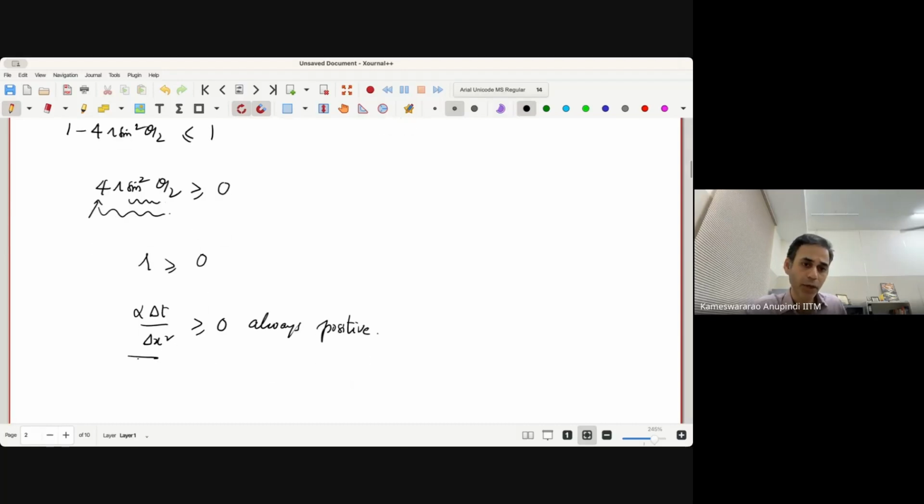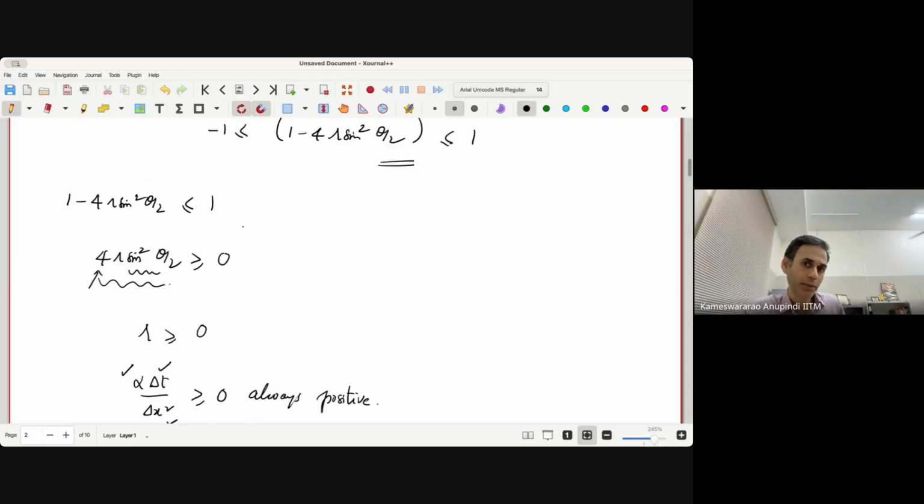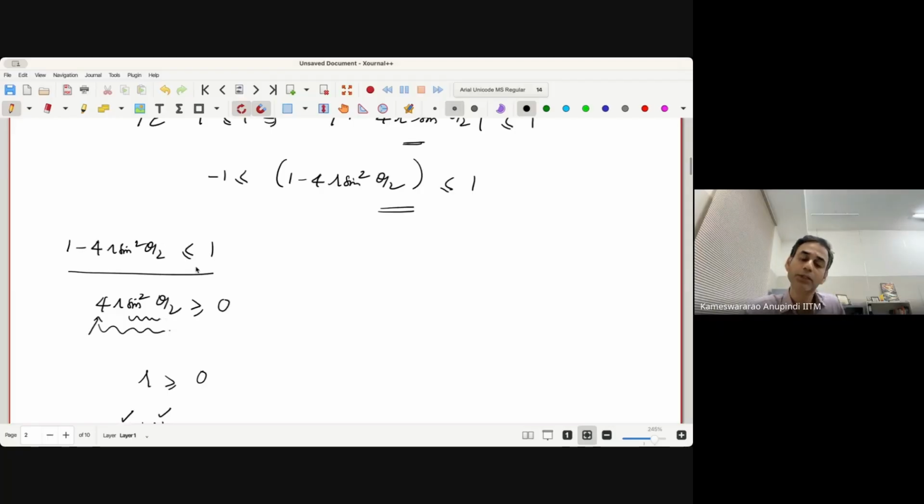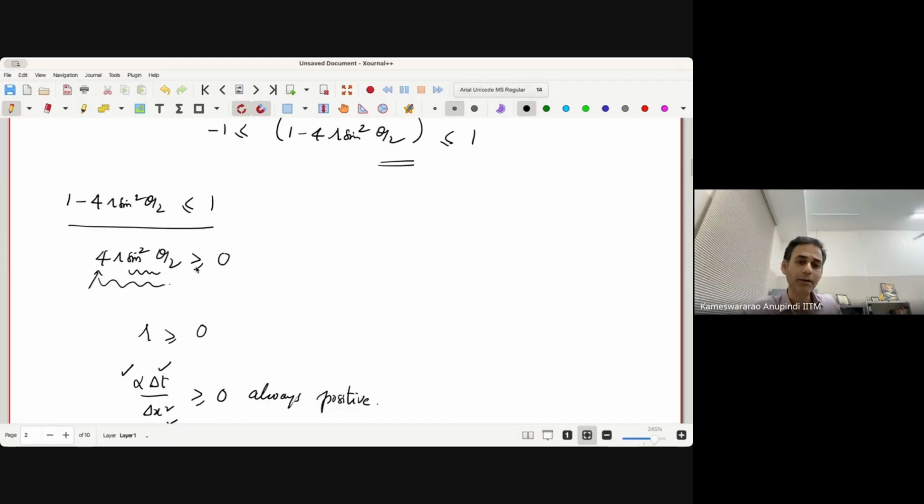But when we look at it, we know that alpha is already always positive. Delta t, the time step, we will always take to be greater than 0. Delta x, the grid spacing, also will always be positive. So as a result, this condition is always satisfied. Choosing this less than or equal to 1 condition is not giving us any more restrictions on the delta t that we anticipated.